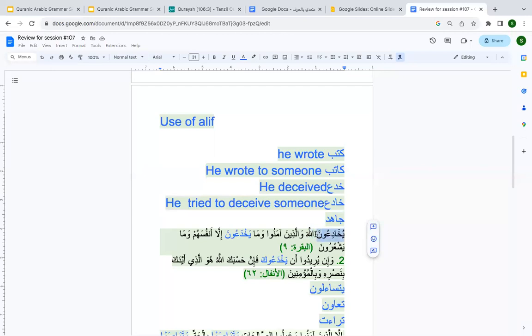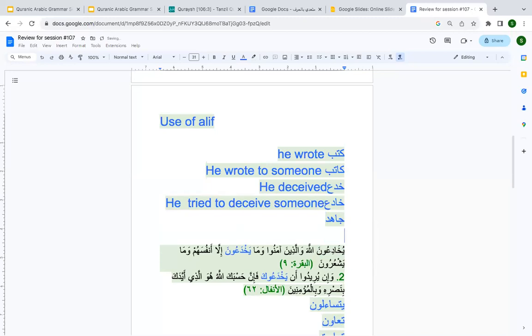Also, yukhadi'una or jahada can sometimes have an implication of trying to do something. For example, take the word qatala again. What does qatala mean? It means he fought. In fighting, in jihad or in any battle, what are they trying to do? They're trying to kill someone. He tried to kill, or he fought. Same connotation, right? When you are fighting in a battle, you're trying.